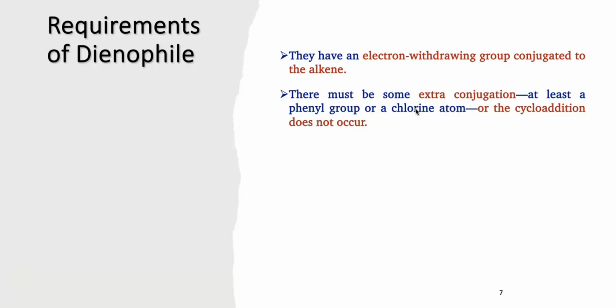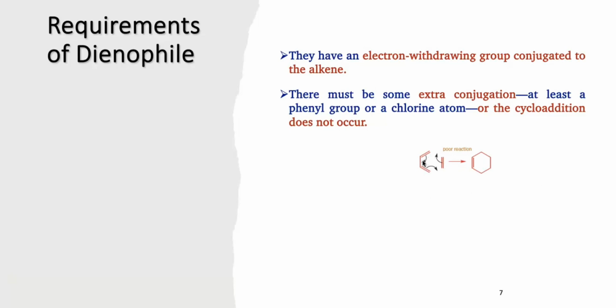It can be either a phenyl group or a chlorine group, so that the cycloaddition reaction will occur. Otherwise, the cycloaddition reaction will not occur. Without the presence of an extra conjugation group, the cycloaddition reaction does not occur or the reaction rate will be extremely small. So we can see that the classic Diels Alder reaction that is shown in textbooks is shown here.